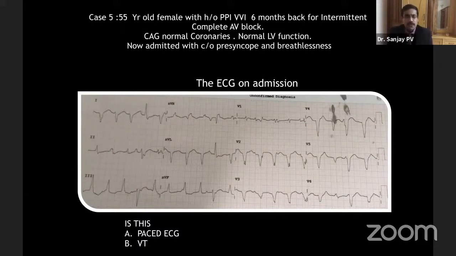So this was the ECG. So this is an ECG-based question. I want you to tell me whether this is a paced ECG or whether the patient is having VT. So it was a single chamber pacemaker 6 months back for intermittent complete AV block.